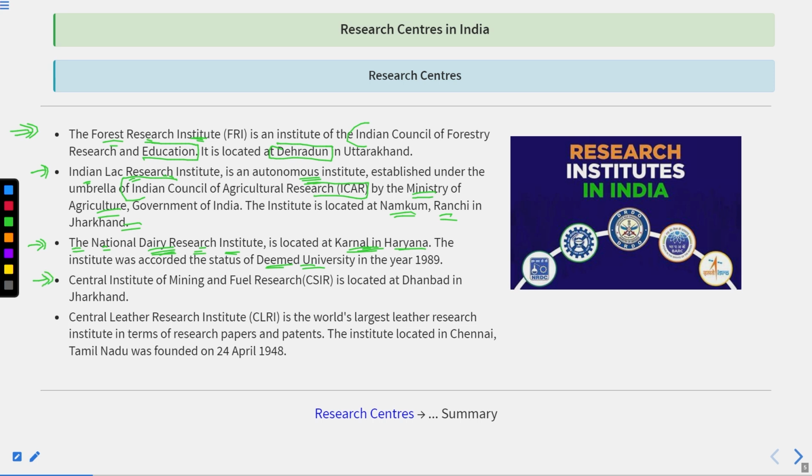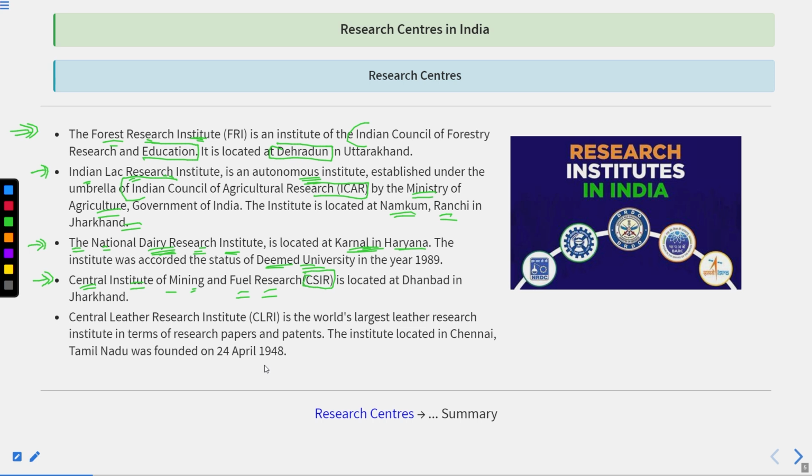Then we have the Central Institute of Mining and Fuel Research, CSIR. It is located at Dhanbad in Jharkhand. Now, here is the one thing that I would like to make sure. In the beginning of this, if you remember, I had told you one thing in a straightforward manner. What was that? That the full form, the short forms, even the location and particular work establishment years, all these are the important parts to be covered in the research centers, right? That is what I told you.